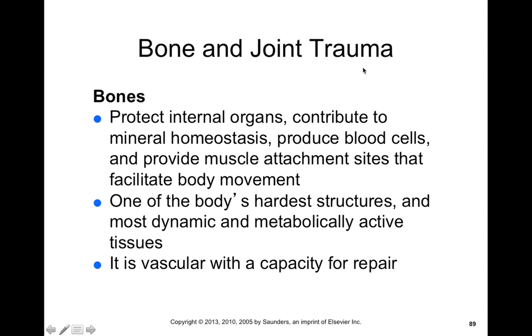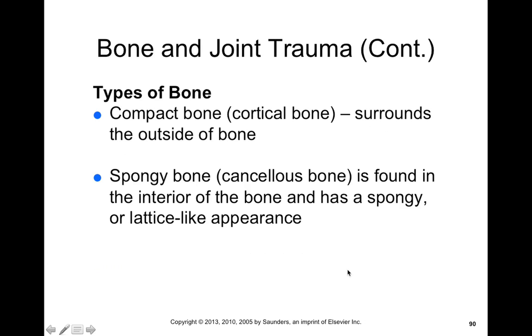Now, in terms of bone and joint trauma, we know that the function of bones is to protect internal organs, to contribute to mineral homeostasis, produce blood cells, and provide muscle attachment sites. And they're one of the body's hardest structures because they are made of collagen, which is a strong protein, as well as a mineralized matrix called osteoid. And it's vascular with a capacity for repair, so bones can repair pretty easily.